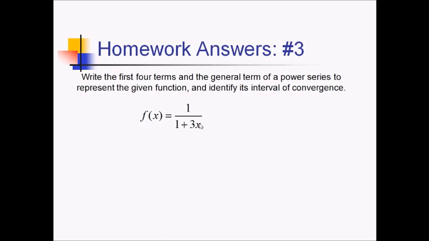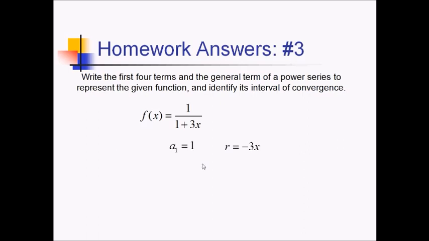For this problem, we want the first four terms and general term of a power series to represent this function, and then the interval of convergence. So just like all these problems, we have to start by getting the a1 and the r value. This is essentially the infinite sum version of a geometric series. So we have an a1 value of 1, because that's what's in our numerator up here. For the r value, it's whatever is being subtracted from 1 in the denominator. Since we've got 1 plus 3x, that means the r value is negative 3x.